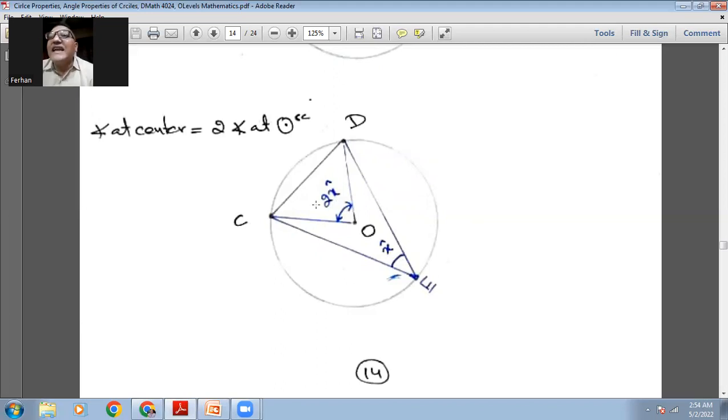So if this angle is x, this angle will be 2x. If this angle is 10, this angle will be 20. If this angle is 40, this angle will be half of that, it will be 20. I hope you understand that the angle at the center is equal to 2 times the angle at the circumference.